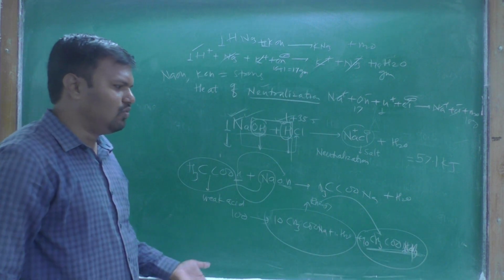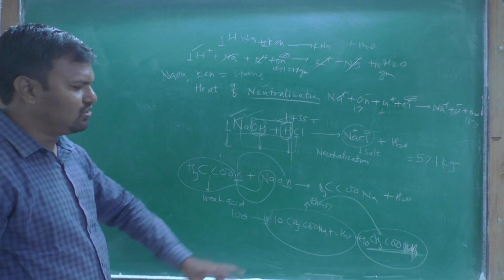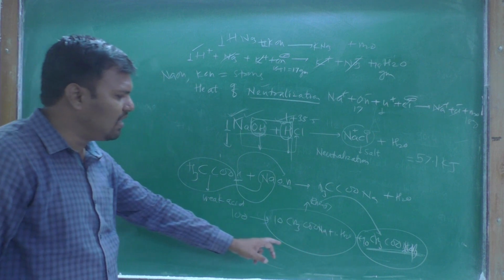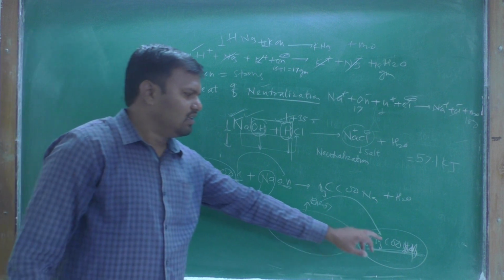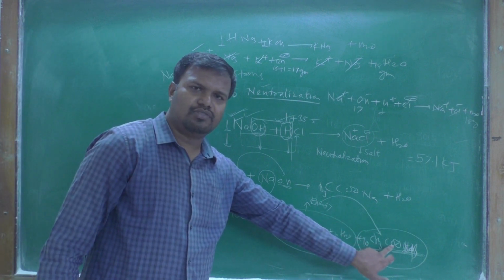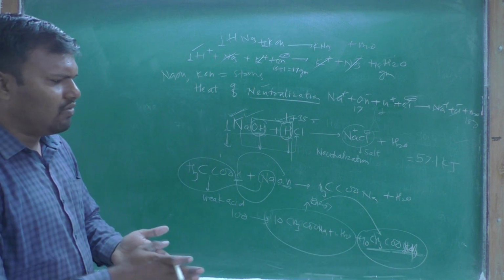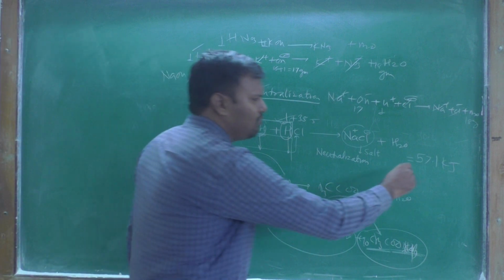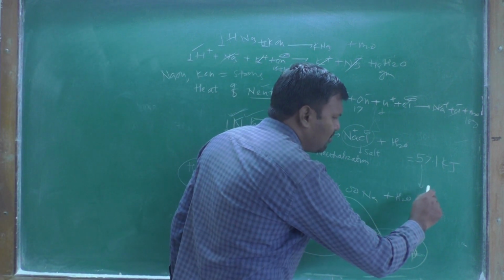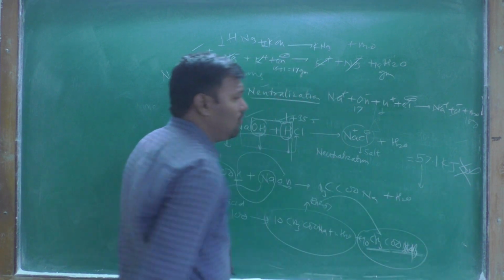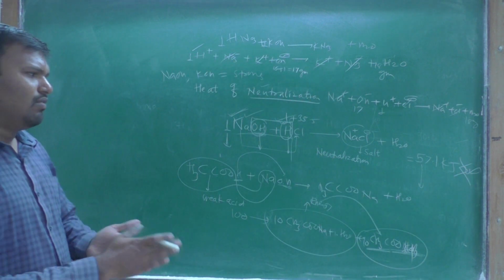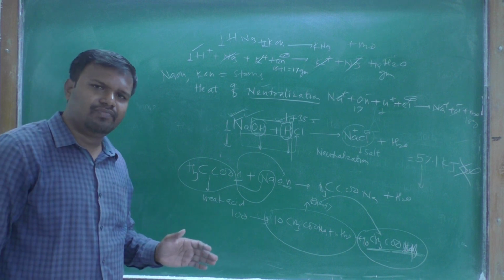The remaining molecule will be dissociated by using the heat produced by this molecule. Some heat will be lost in dissociation of this molecule. Therefore, heat is lost, and instead of 57 you obtain something less than 57. You will obtain a value less than 57 kilojoule for the heat of neutralization.